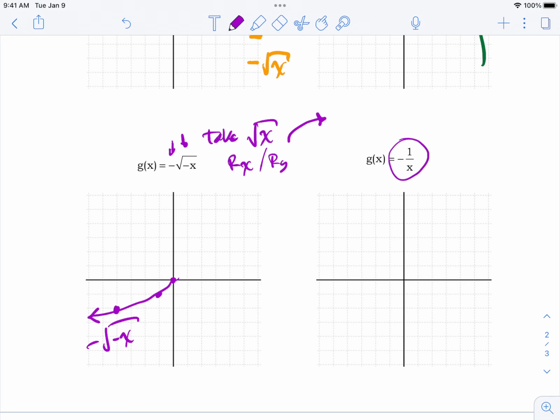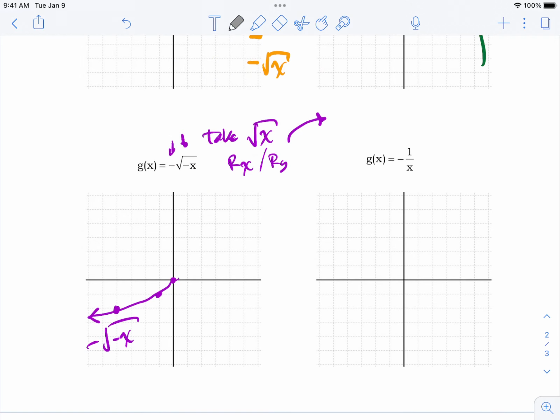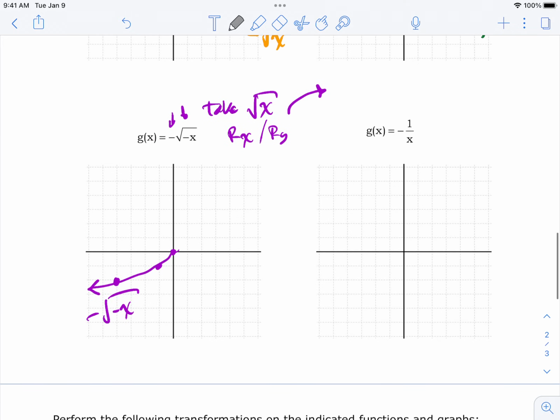Now, what's this one? This one's slightly interesting. Let's get gray. Remember, this is the one that kind of looks like this with the crosshairs on the x-axis and stuff. Well, what's this going to do? It's going to flip it over. The axes themselves don't move, so the asymptotes are going to stay there. But instead of being up here, it's going to be down here.